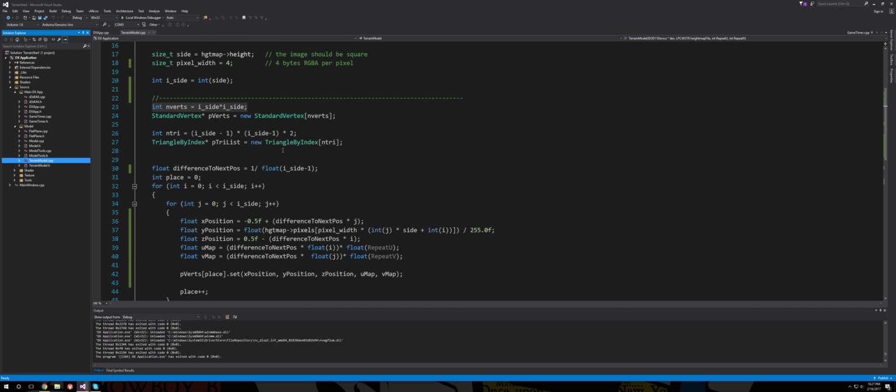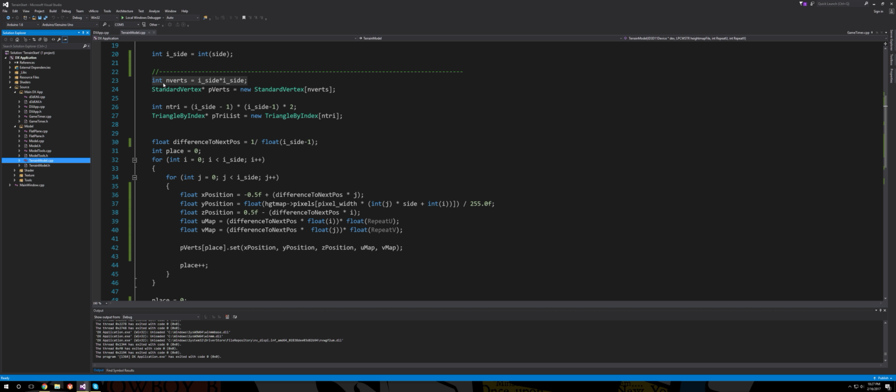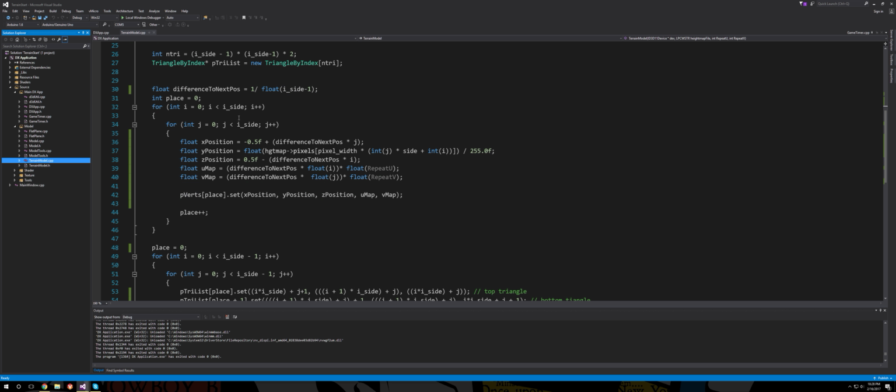Going into the class for this, on top of what was given to us, we know that the number of verts, since in this case it's always a perfect square, we take the side, multiply it by the side, and that gives us the number of vertices. The number of triangles is side minus 1 times side minus 1 times 2.